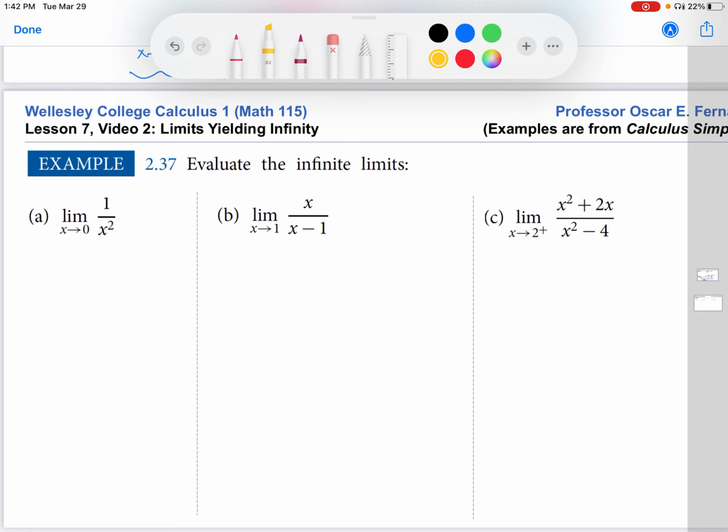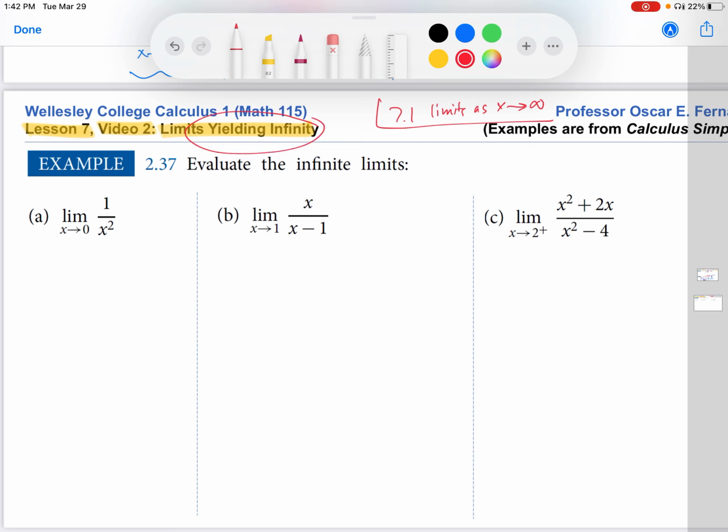We are talking here about video 2 in lesson 7. This topic is about limits yielding infinity. In the previous video, video 7.1, we talked about limits as x approaches infinity. You might want to review that, because we talked in that video about some of the basics about what infinity is, why we don't use left and right limits when infinity is involved, and also about horizontal asymptotes.